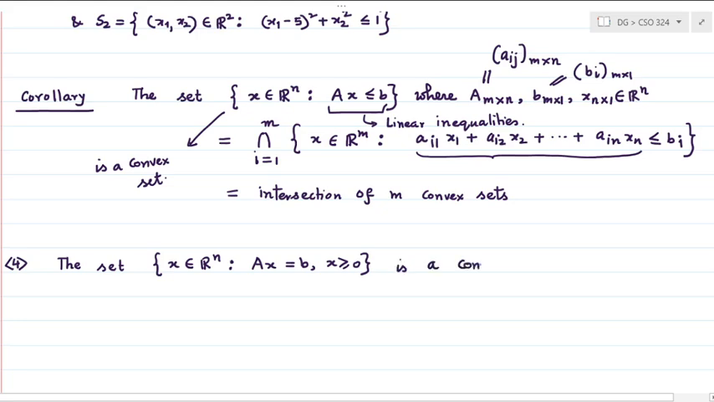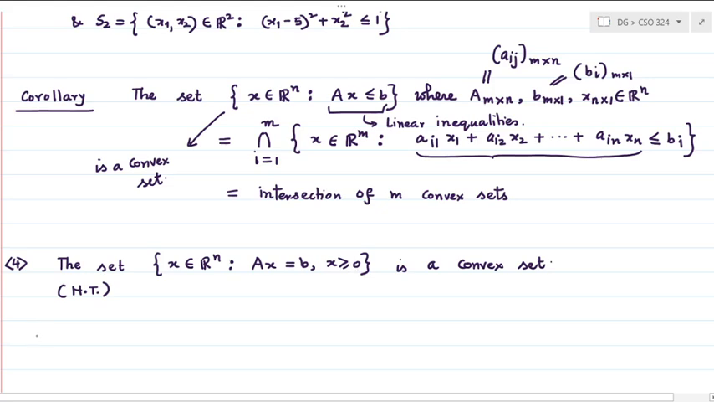This is very simple to prove. I am keeping it as a home task. Very simple to prove. You take a pair of points x1, x2 from this set. So Ax1 equal to b and x1 is greater than or equal to 0. Similarly, Ax2 equal to b and x2 is greater than or equal to 0. Then you prove that the convex combination lambda x1 plus 1 minus lambda x2 also satisfies both the restrictions, Ax equal to b and x greater than or equal to 0, and that will prove that this set is a convex set. Very trivial calculation, and you can all do this.